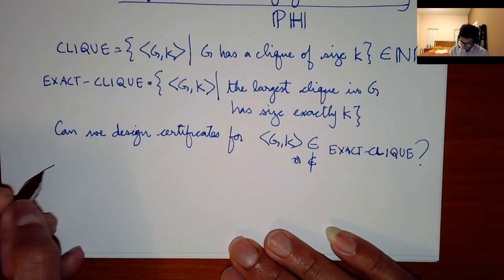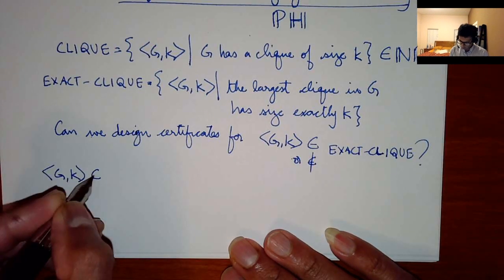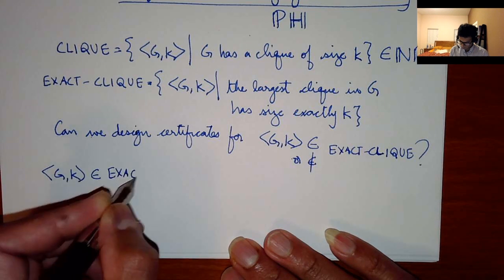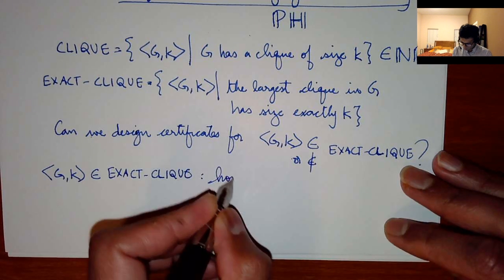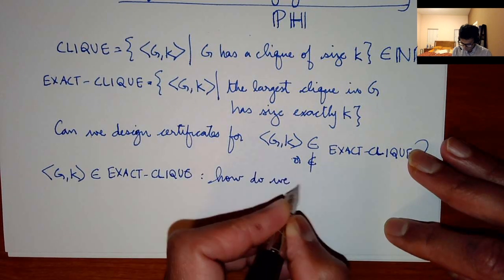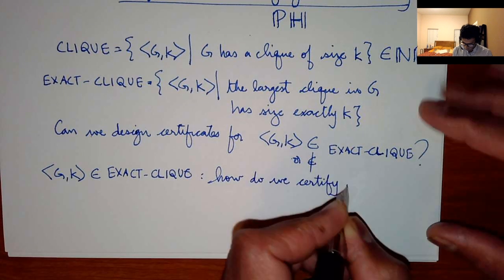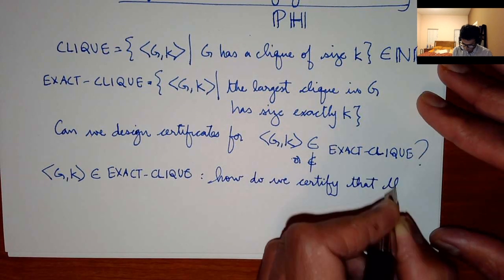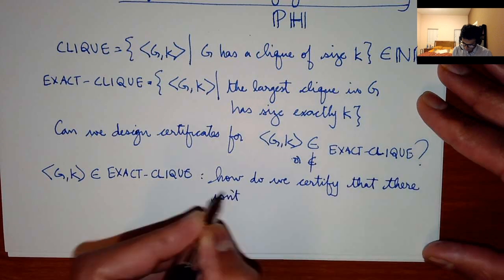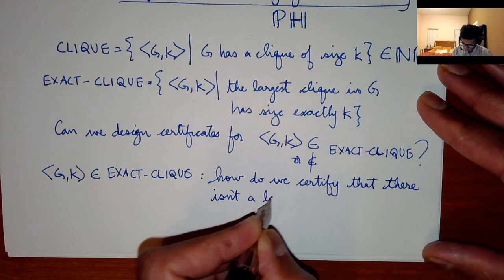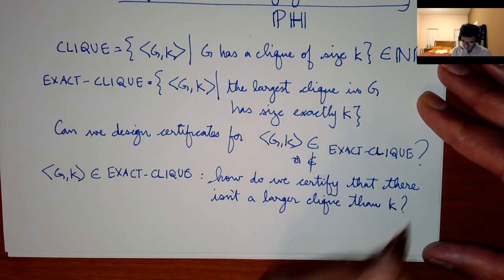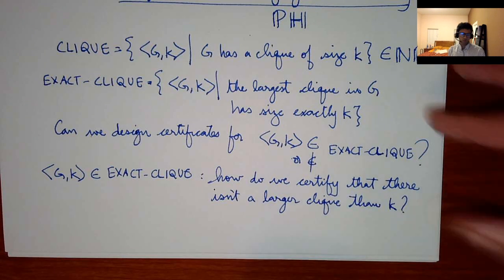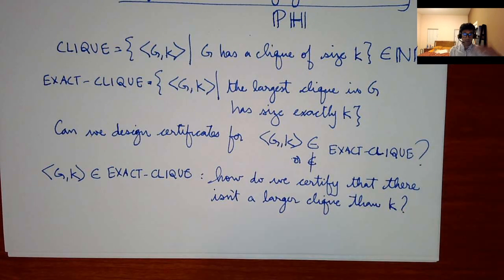So let's think. Suppose G, K is an exact clique. Well, how do we certify that there isn't a larger clique than K? You can give the clique, but how do you know that there isn't something that is larger? And this looks a lot like co-NP.